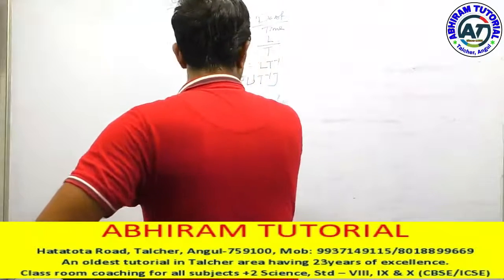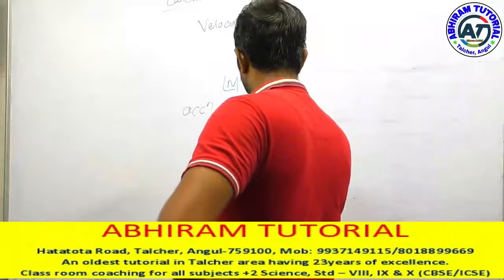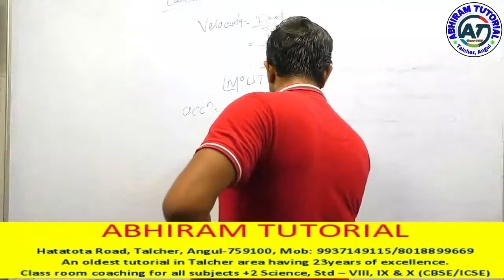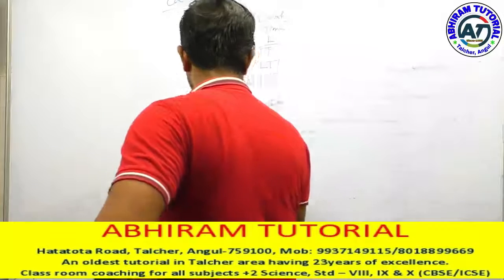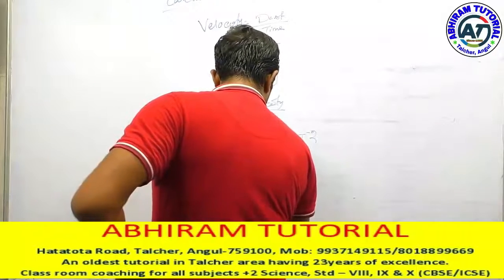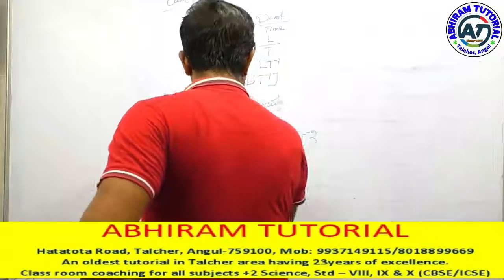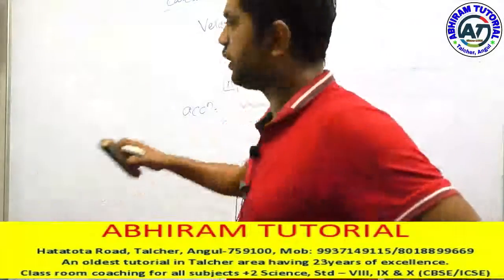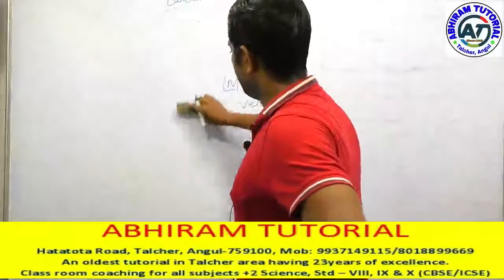Like this way we calculate acceleration. Velocity by time. So what is the dimension of velocity? LT minus 1, and time is T. So this is LT minus 2. So the dimension can be written as M0, L1, T to the power minus 2. Like this way you can calculate the dimension of all physical quantities. Have you any doubts? No.